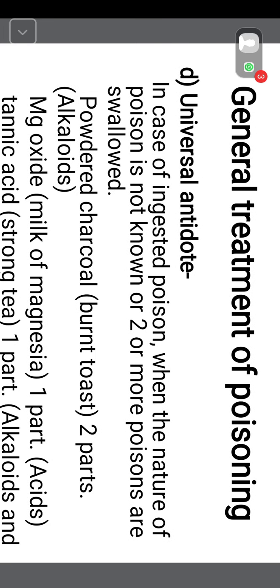Now up to here we had completed. Now we will continue with the fourth type of antidote. The fourth type of antidote is the universal antidote.